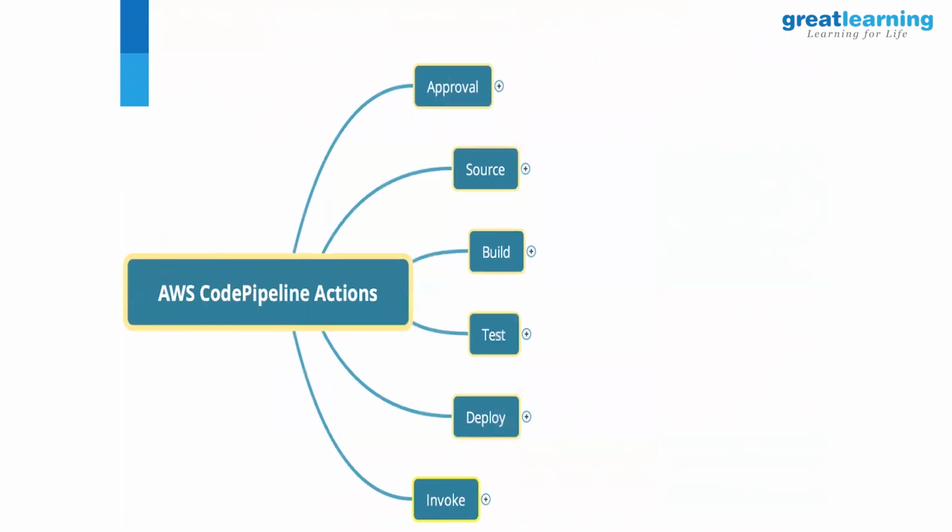So what are the actions that we have in CodePipeline? Here are the CodePipeline actions in detail to see what all we can do as part of CodePipeline and what third-party tool integrations are supported. These are at a high level: approval, source, build, test, deploy, and invoke.